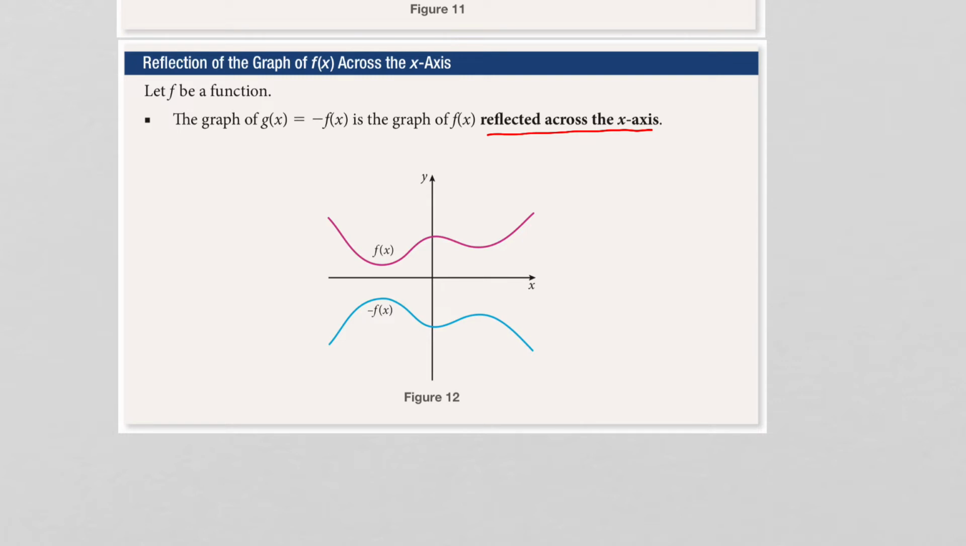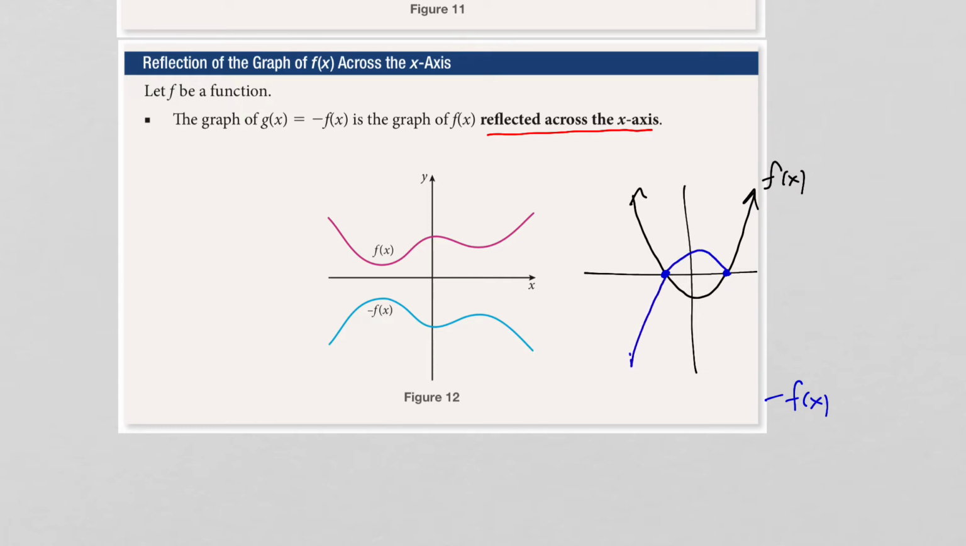So just to make sure you understand that, suppose we had a graph of f of x that looked like this. If we were to graph negative f of x, what it would do is it would flip all the points across the x-axis. So these 2 points on the x-axis would stay the same. The points that are below would be shifted to being above. And the points that were above are going to be shifted to being below. And so that is what negative f of x would look like.